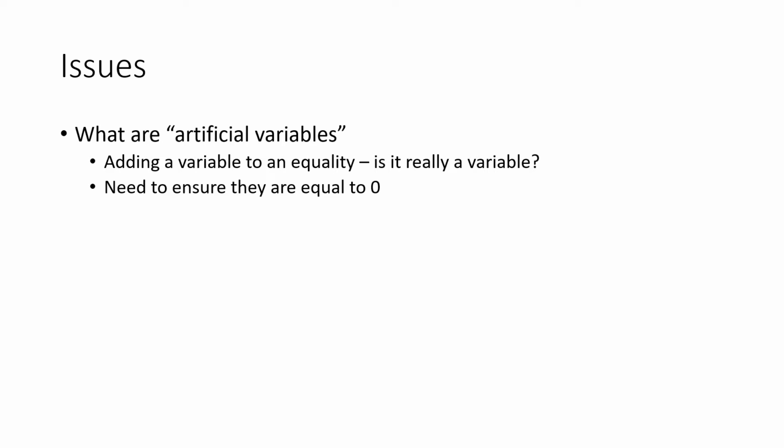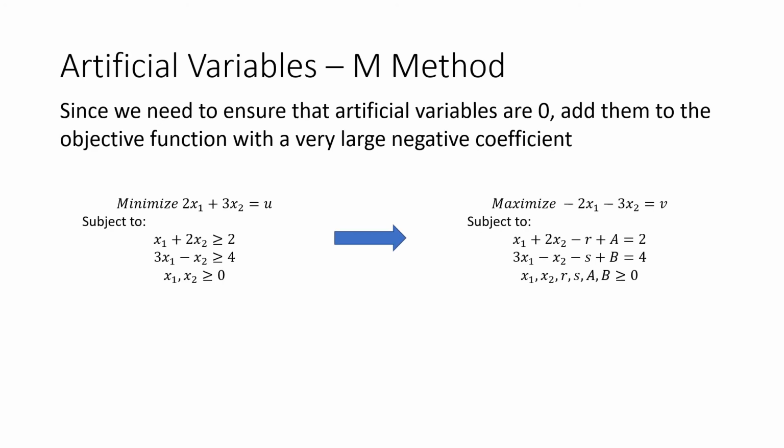So now we have a linear program with a few variables that are not only going to have to be non-negative, but they actually have to equal 0 themselves in the end. So we have two things that we're going to do to see this. The first one is called the M method.